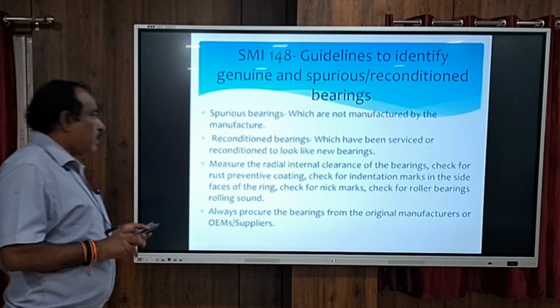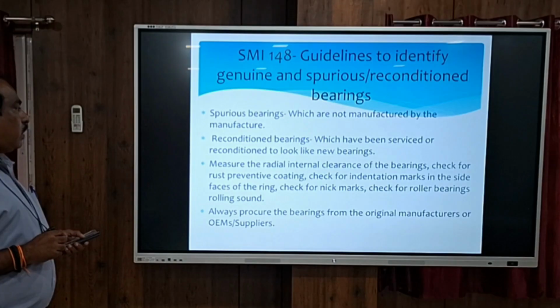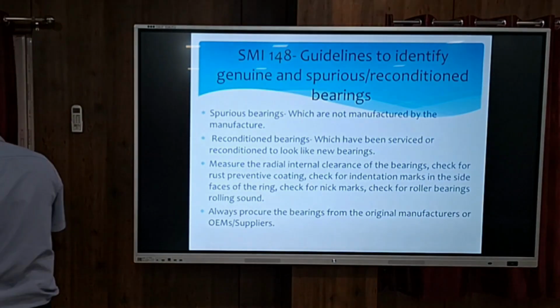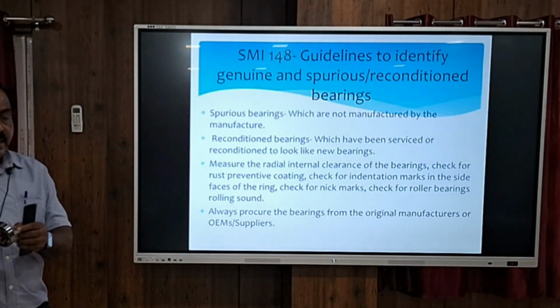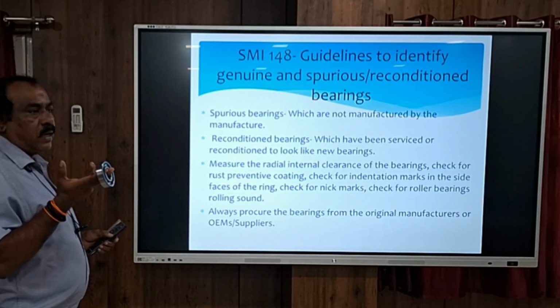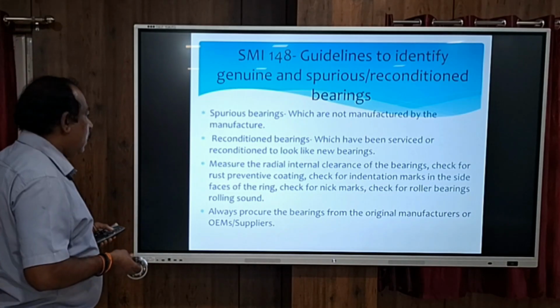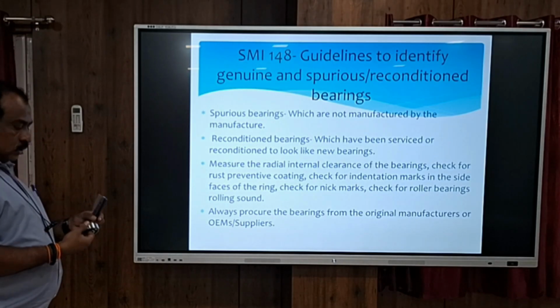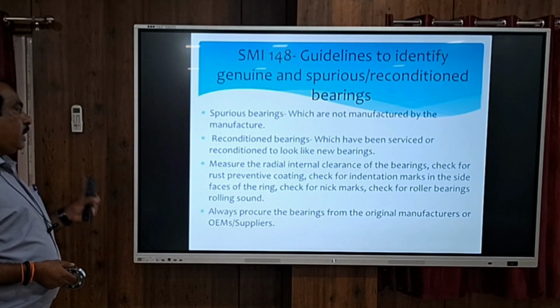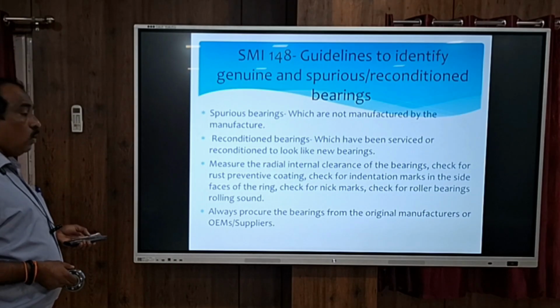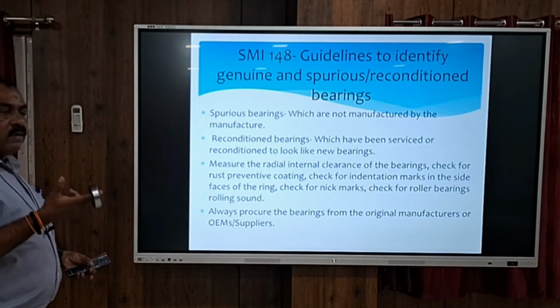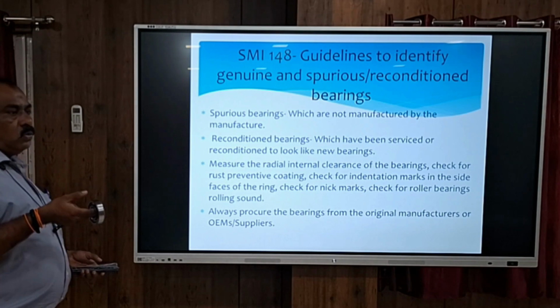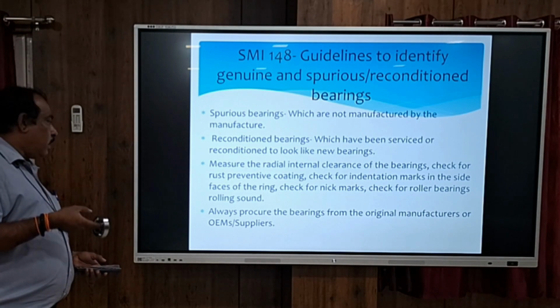And measure the radial internal clearance of the bearing. Check for rust preventive coating. All bearings will have some rust preventive coating inside. Oil will be there, so that should be ensured. And then check for indentation marks on the side faces of the ring, and then check for nick marks. Check for rolling sound of the roller bearing also. We should rotate it, and we can see. If any unusual sound comes during this time, we can reject.